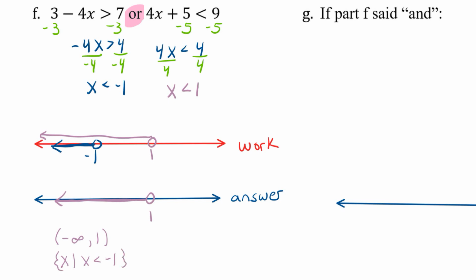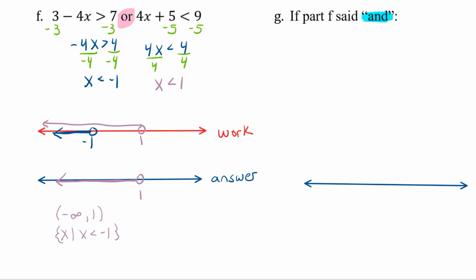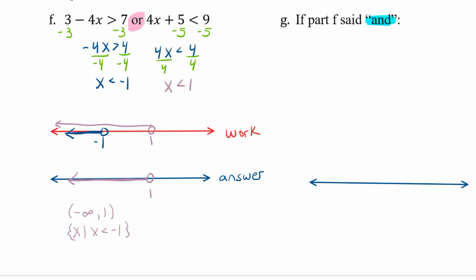We're going to look at the same problem, but we're going to ask what would happen if we would instead answer for the word and. Notice here, if we go back and look at our work, in that work, we want to look at the overlap. And the overlap between the light purple and the dark blue would be where we see x is less than -1. So my answer over here, if I change the word to and, would actually be x is less than -1. And so I would write that, again, from -infinity to -1 with parentheses, and then x such that x is less than -1.